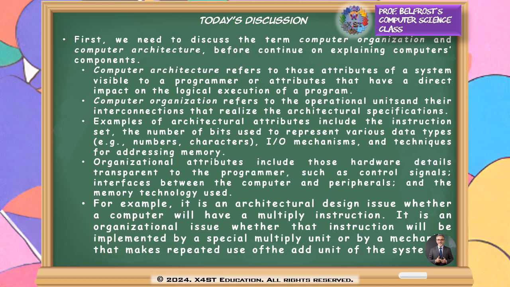Examples of architecture attributes include the instruction set, the number of bits used to represent various data types like numbers and characters, the IO mechanisms, and techniques for addressing memory, while organizational attributes include those hardware details transparent to the programmer, such as control signals, interfaces between the computer and the peripherals, and the memory technology that is used. Okay, so this is the general example.